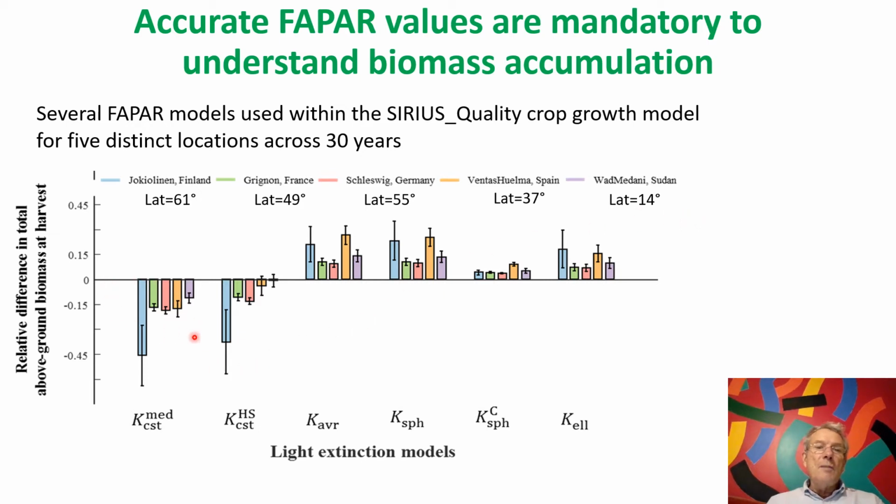And you can see here, depending on the way we describe the light interception or absorption in the model, you have 5 different ways to compute the light absorbed or intercepted by the canopy. And you can see here, in relative values of biomass accumulation for the whole growth season, very large differences, almost 40% or 45% in some specific conditions and specific models. So this is very important.